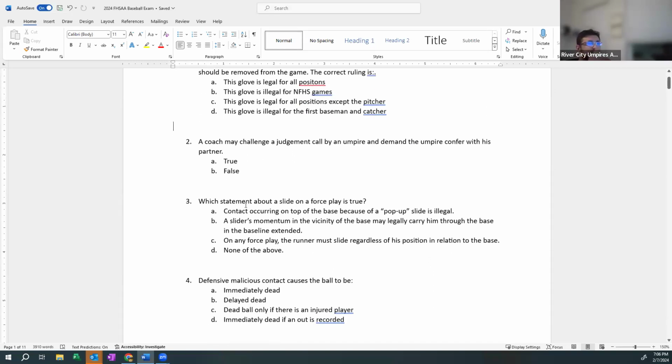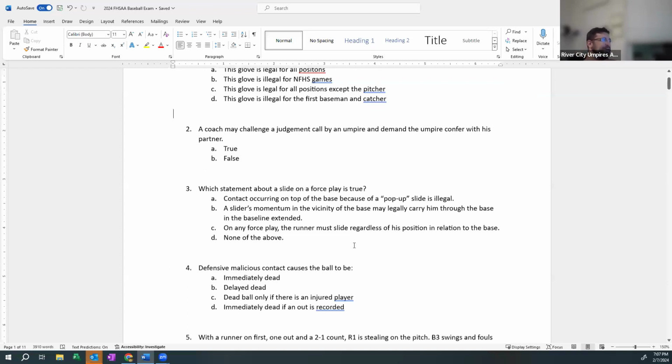Coach may challenge a judgment called by an umpire and demand the umpire confer with his partner. That's a false statement. I don't like answers like this. And where's our resident lawyer? Our resident lawyer is here. Hi, Bill. I mean, they can demand it. Doesn't mean they're going to get it, right? That's the legal response would be kiss my ass.